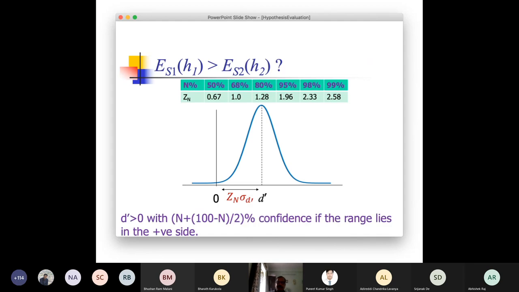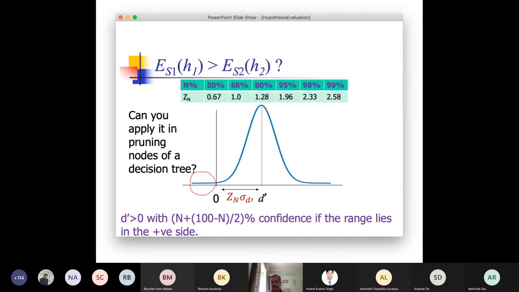better. So I have just shown you figuratively, for example, if your D prime is lying in this range, then you say that one of them would be better. Like in this case, say H1 would be better. I mean, of course, I have written greater. So in that case, naturally, H2 is better. Right. So this you can also apply.